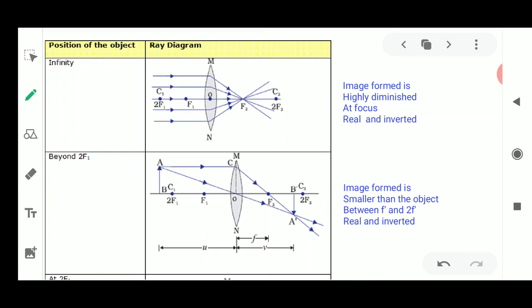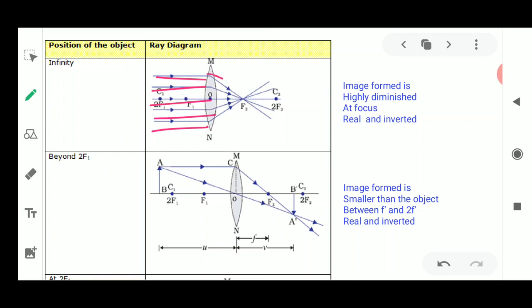So we go on to each and every position of the object one by one. The first position which we select is infinity, when the object is placed at infinity. Infinity means, again I am going to tell you the same thing, it is very far off; we cannot see the object, it is placed somewhere very far off from the optical center. So we will see that numerous rays are coming from the object, and they will be parallel to the principal axis.